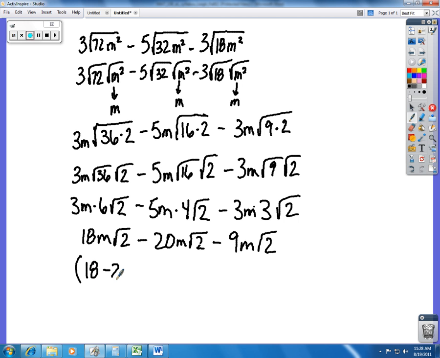we can look at the constants separately and work this out. Again, that's 18 minus 20 minus 9, and that gives us a negative 11 times m times the square root of 2. Okay? All right, so I'm going to move on to another example now.